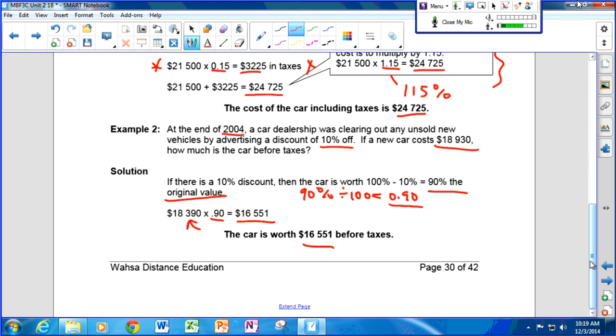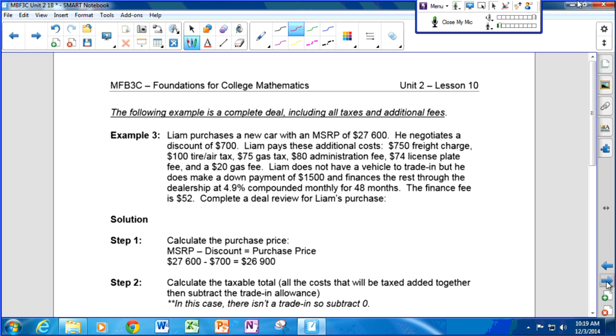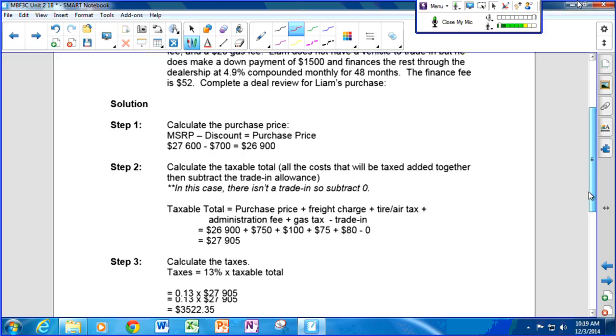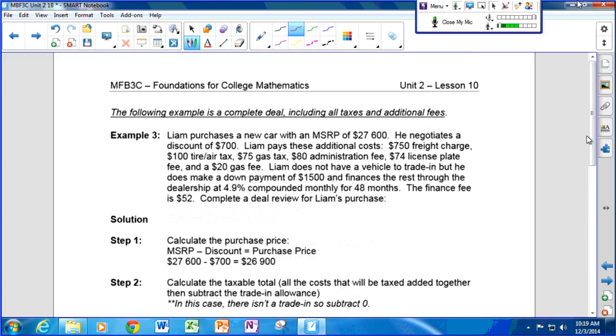So that's part of the cost, but there are quite a few other costs involved. Let's take a look at a more realistic example. This is page 31 of your Unit 2. It's the last lesson in Unit 2.